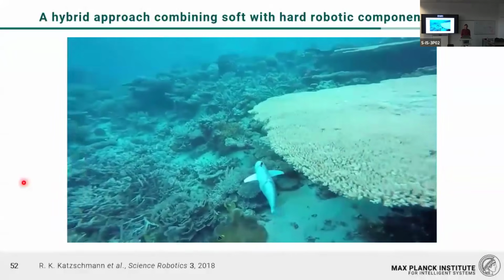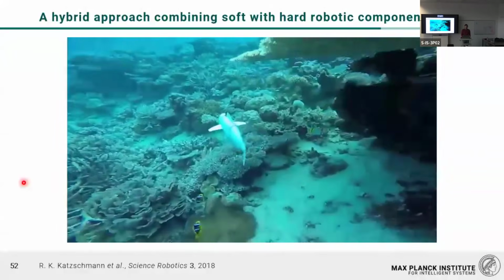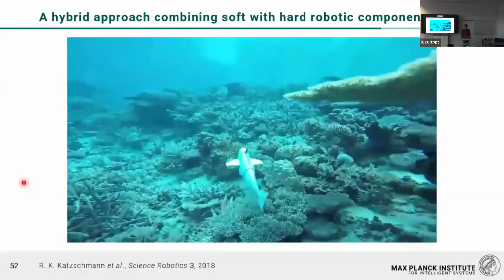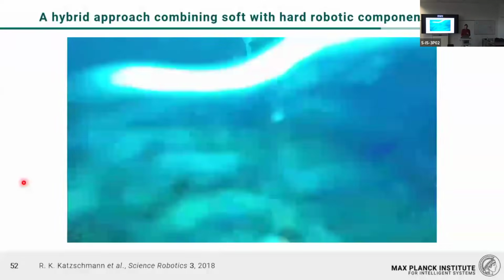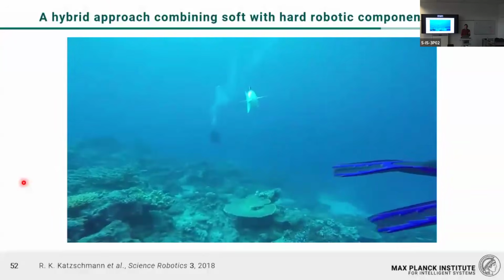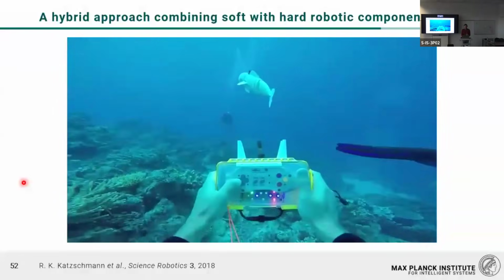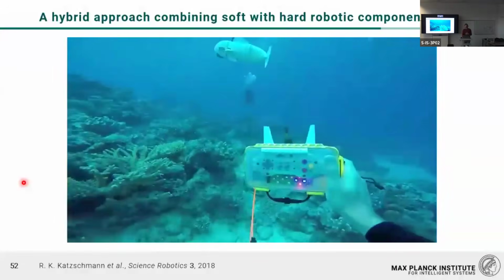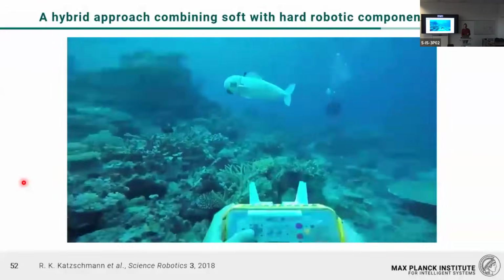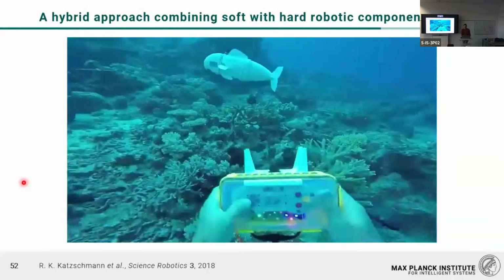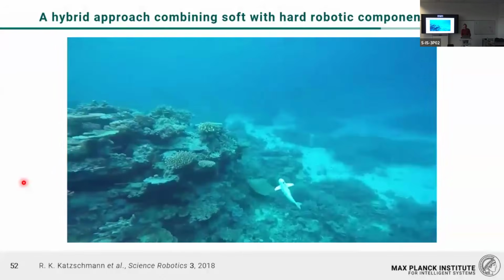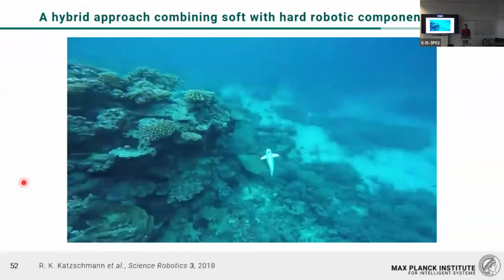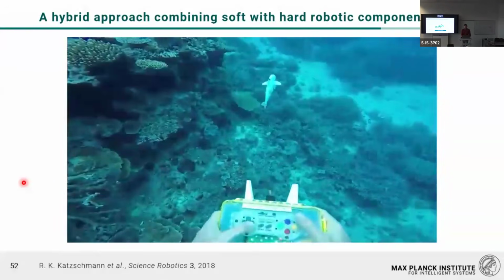Very simple in terms of control, but it gives you a huge benefit. So thinking a little bit about how we can use soft robotic elements in a hybrid structure is definitely the way to benefit from both worlds, hard and soft. And the question is really, where can we use soft actuators where it makes sense?